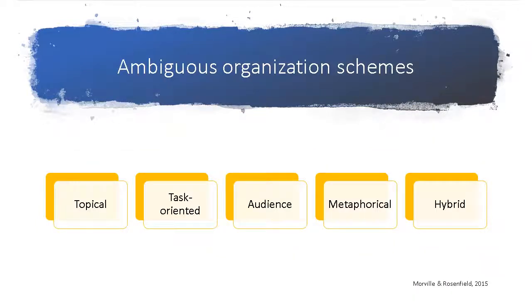And here are some examples of ambiguous organization schemes. In a topical organization scheme, information is grouped by subject. In task-oriented, information is grouped by what the user is doing, also known as a task. For audience, content is grouped by user type, such as buyer or seller.